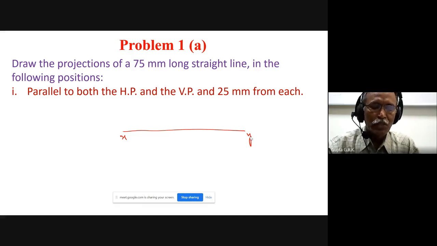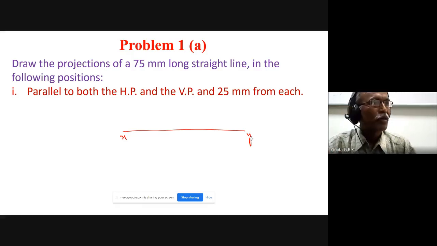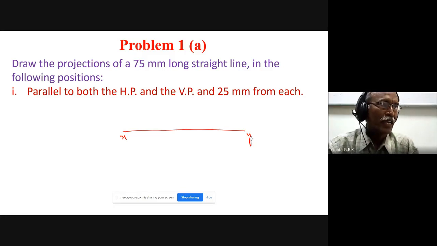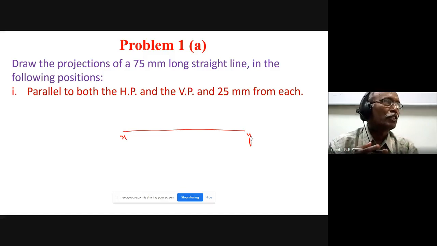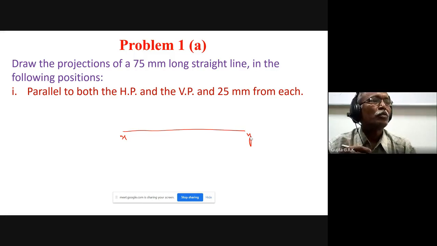And so now the line is 25 mm from each. So I have to draw AB and A dash B dash. AB is the top view and A dash B dash is the front view. And because it is not given in which quadrant it is, I assume it is in the first quadrant. Default is the first quadrant, right?